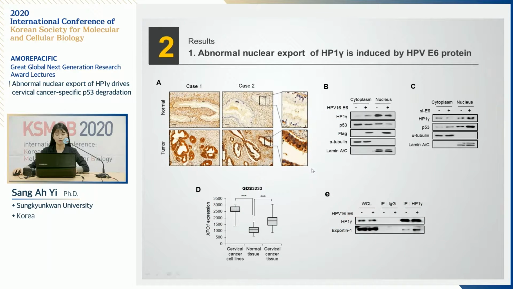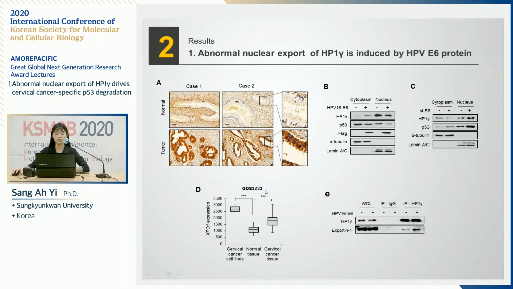So we evaluated the expression pattern of HP1 gamma in cervical tissues. Interestingly, HP1 gamma was diffused to the cytoplasmic region in cervical cancer tissues, while detected only in the nucleus in normal cervical tissues. Nuclear fractionation assay also showed that the expression of oncogenic E6 protein increased the cytoplasmic diffusion of HP1 gamma. And knockdown of E6 protein in cervical cancer cells increased the nuclear accumulation of HP1 gamma.